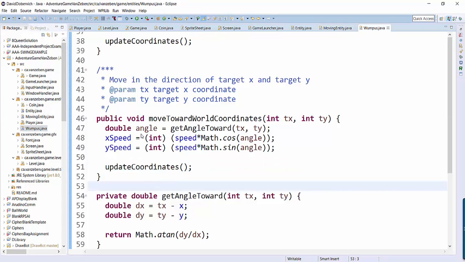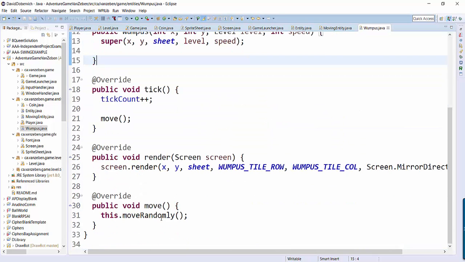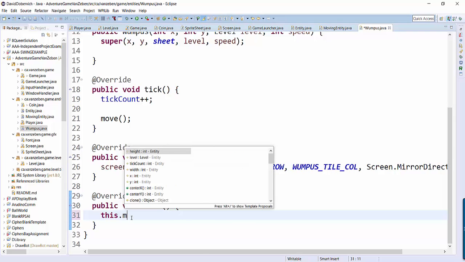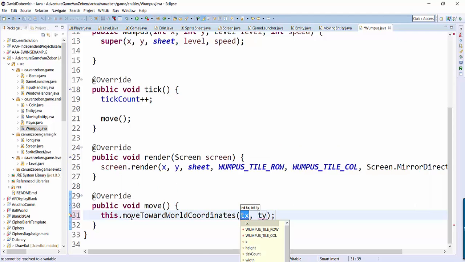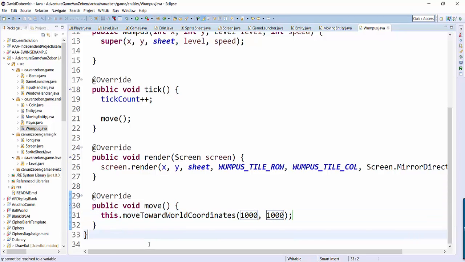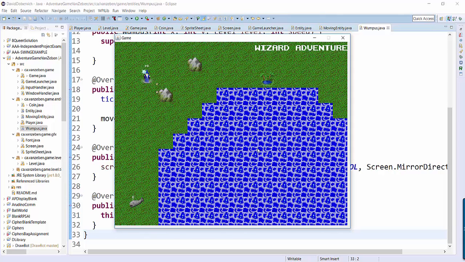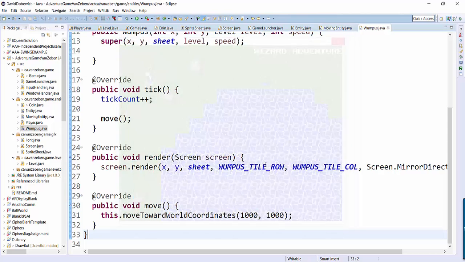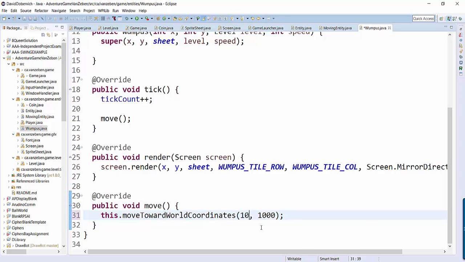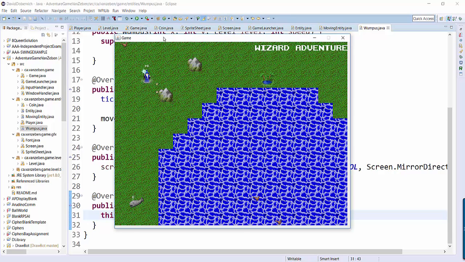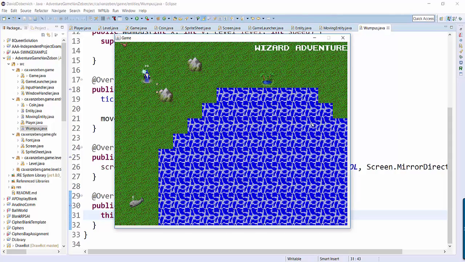I'm going to change how my wumpuses move. Instead of moving randomly, I'm going to say this dot move toward world coordinates 1000, 1000. So all of the wumpuses are going to congregate in one spot. Let's see what it looks like. Oh, it's like they all moved too fast. I didn't get to see it. Let's try again. What if we make them all move towards 10, 10? That will be right on top of me. It looks like they're all running away from 10, 10.